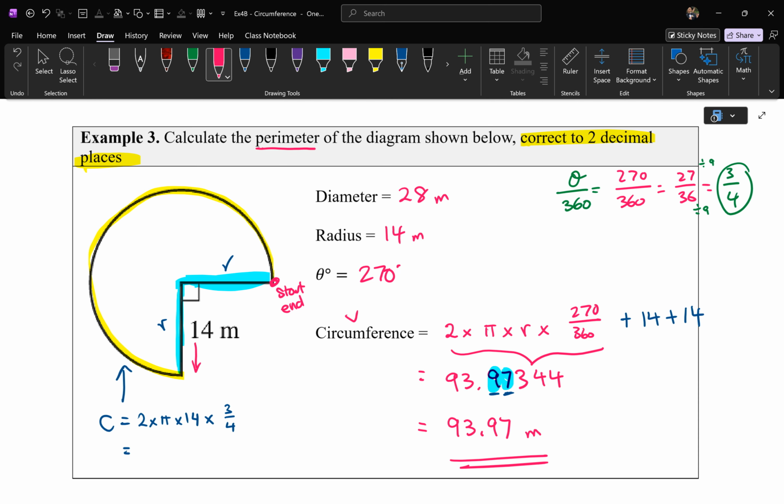For year 9, I'll just change the angle, and most students forget those 2 radii. Okay? That's it for today's lesson. 2 formulas. 1 concept. Find the perimeter of a circle.